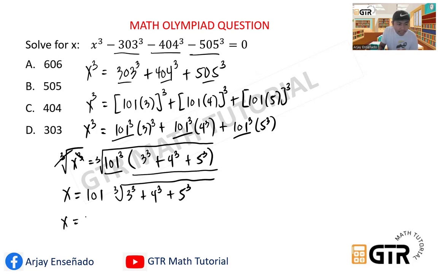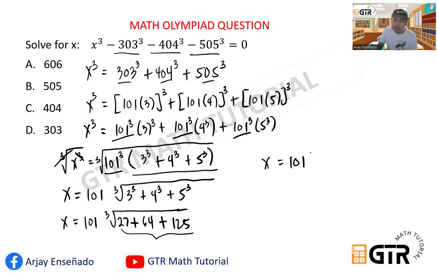So x is equal to 101 times the cube root of 3 cubed: 3 times 3 times 3 is 27, plus 4 times 4 is 16 times another 4 is 64, plus 5 times 5 times 5 is 125. So get the sum of this. We have x is equal to 101 times the cube root of 216. And 216 is a perfect cube, equal to 6 cubed.